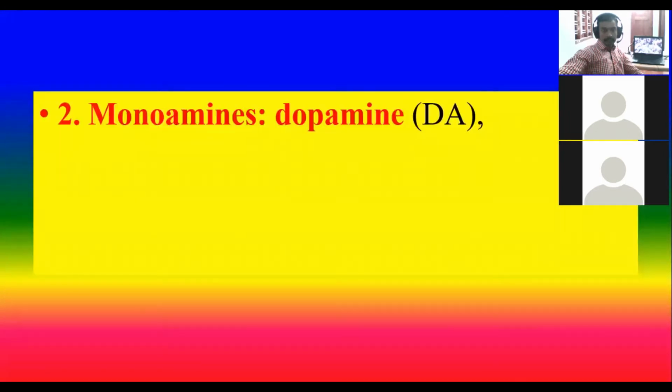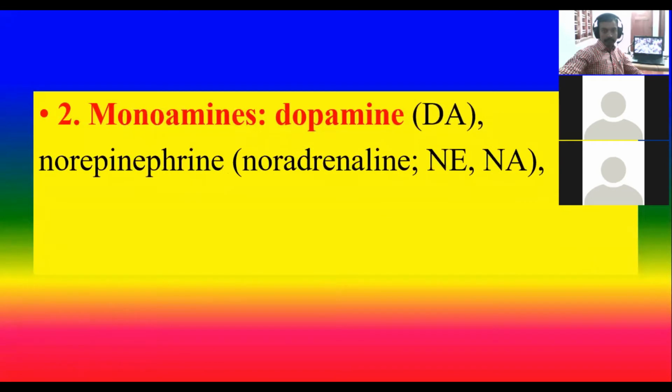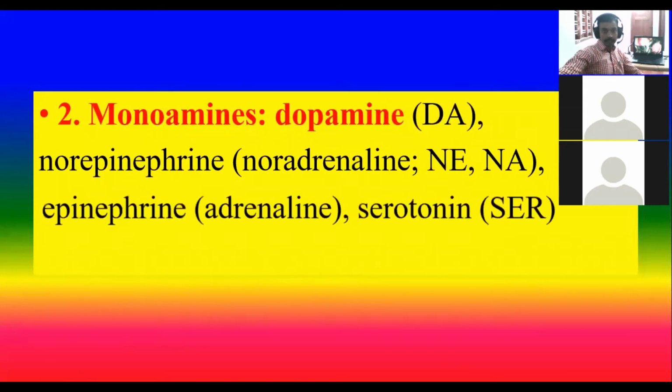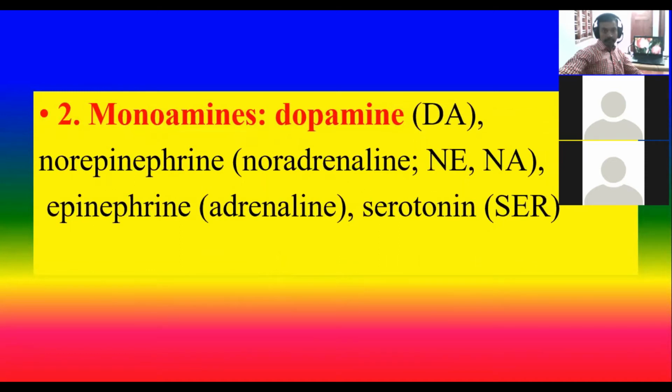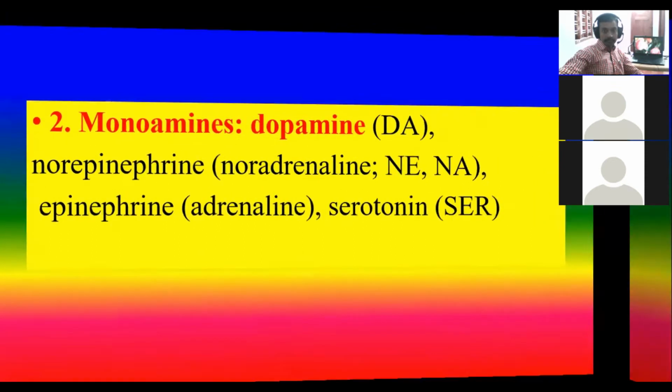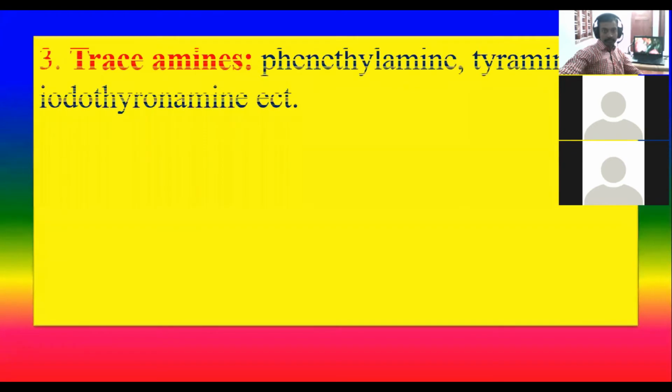Second, monoamines, including dopamine, norepinephrine, which may be called noradrenaline, epinephrine, and serotonin. Third, trace amines: phenylethylamine, tyramine, iodothyronamine, etc.